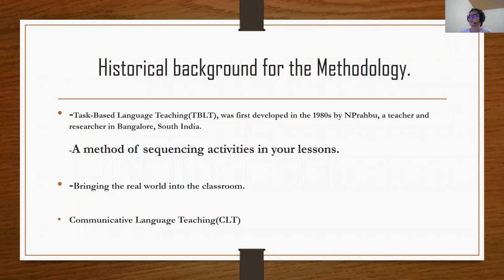Historical background for the methodology. This is task-based language teaching, TBLT, and it was first developed in the 1980s by N. Prabhu, a teacher and researcher in Bangalore, South India. And it is a method of sequencing activities in your lessons. What does that mean, sequencing activities?